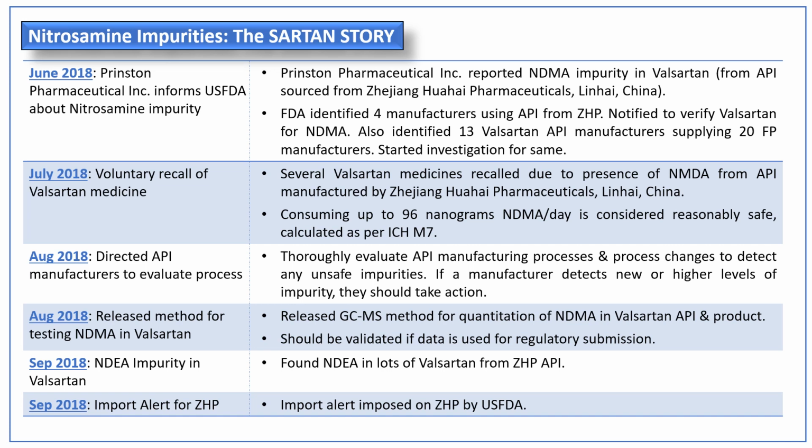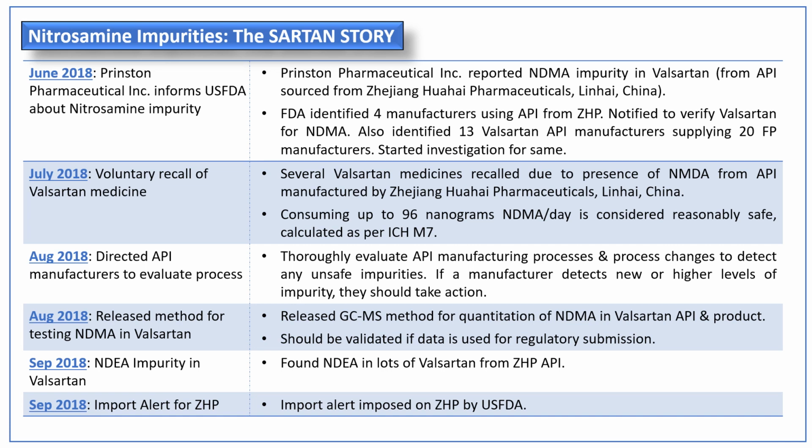So FDA moved into action mode and identified four other manufacturers which were using the same API from ZHP. Also, they extended the investigation to other valsartan API manufacturers. By July 2018, several organizations started recalling the medicine valsartan due to the API of ZHP that contained the NDMA impurity, right? And according to ICH M7, a specific limit of 96 nanograms per day was determined to be safe.